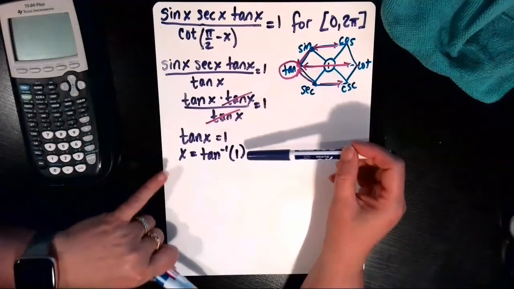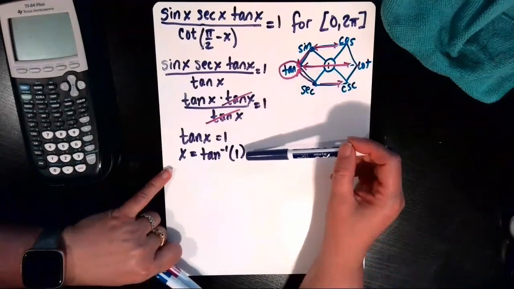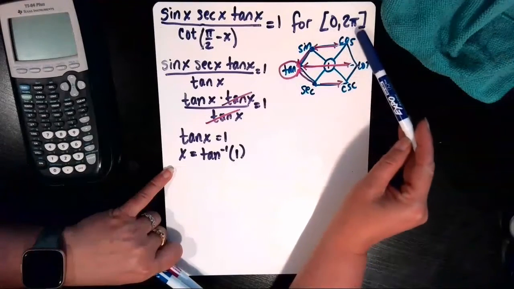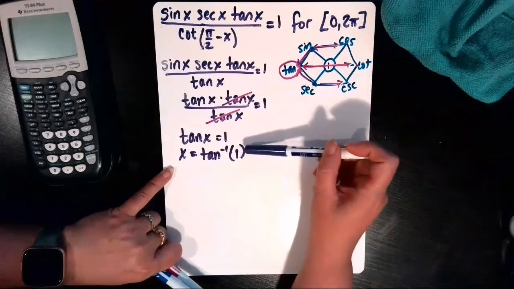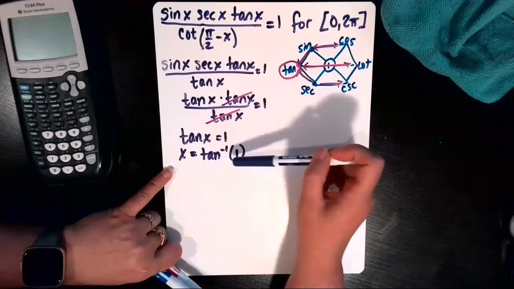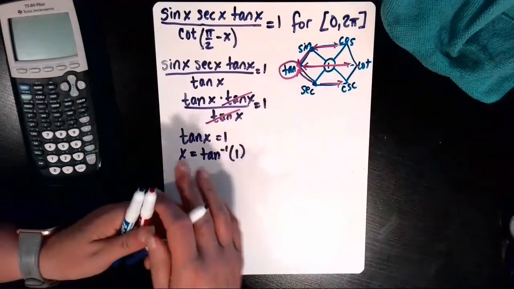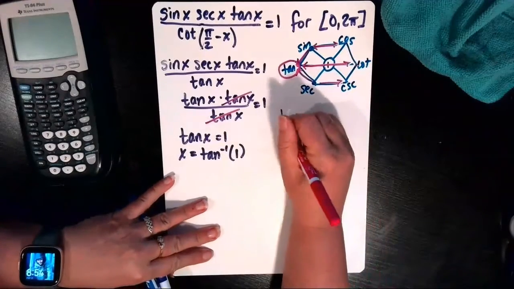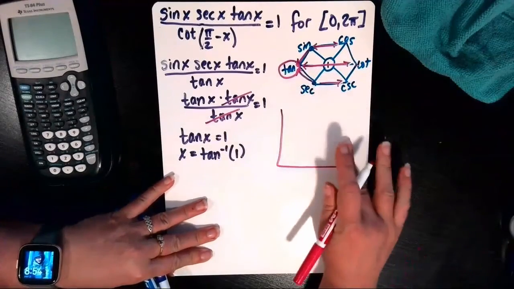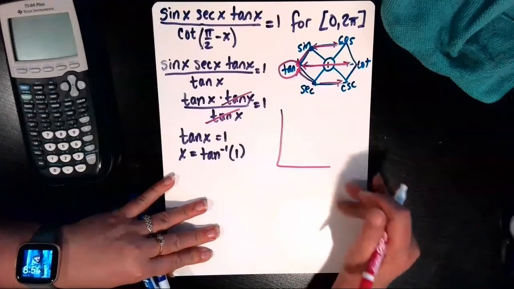So that's asking the question, what angles on the unit circle from 0 to 2 pi, because that's our interval that we're working within, how many of those angles and where are they located that have a tangent of positive 1? So we're going to need to revisit the first quadrant of the unit circle.